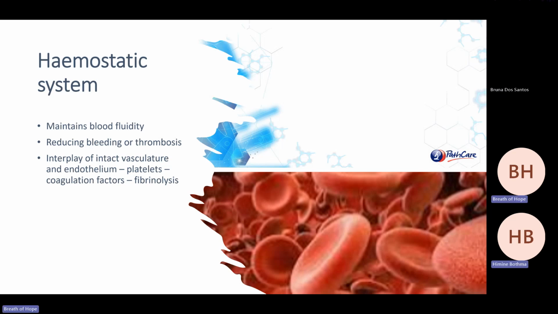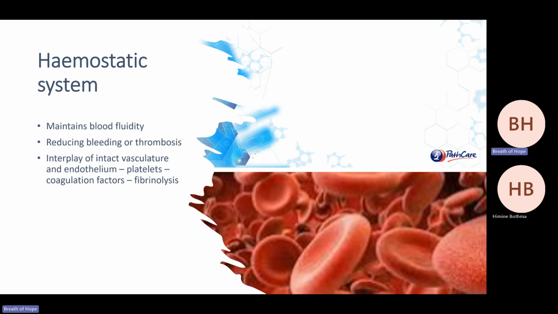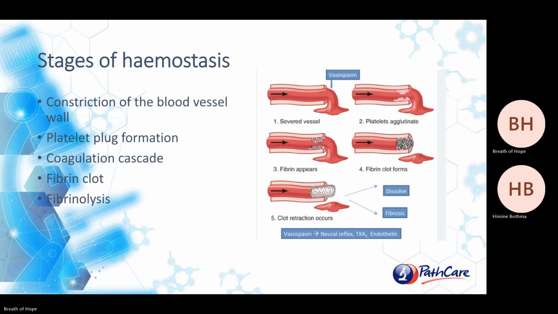Okay, so the hemostatic system, the purpose of it is to maintain the fluidity of blood in your body. That is really what it's about. And you need a balance. While maintaining fluidity, you need to reduce bleeding, you need to reduce thrombosis. And this whole system takes place via the interplay of intact vasculature and endothelium, then your platelets, your coagulation factors, and fibrinolysis. So all of these things play a role in maintaining hemostasis in the body.